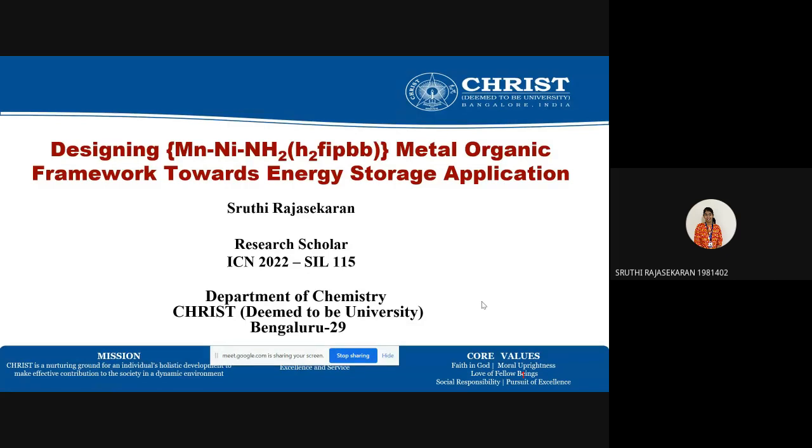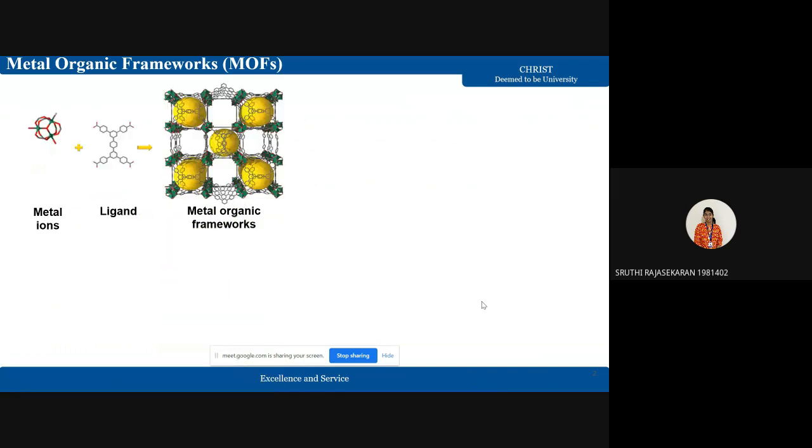Today's presentation is entitled Designing Mn-Ni Functionalized Metal Organic Framework Towards Energy and Environmental Application. Basically, metal organic frameworks are a class of materials obtained by the combination of metal ion plus ligand in order to form 3D frameworks.